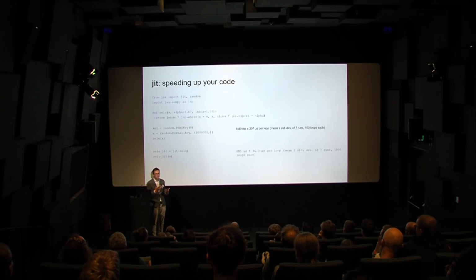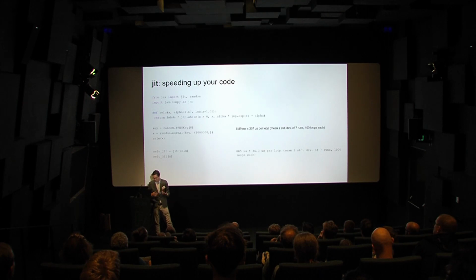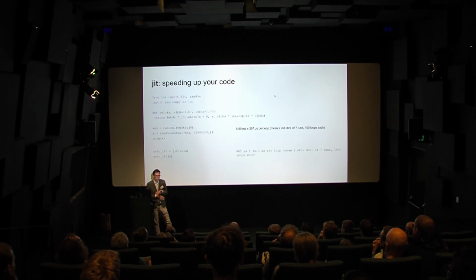JAX will compile your function. What it will do is trace your function. When it runs first, it will see which functions are hit, and then it tries to fuse together operations and do clever tricks to make it speedier. And here you can see it's an order of magnitude faster just by calling this jit function around this function. So it's quite easy to get a large boost of performance.